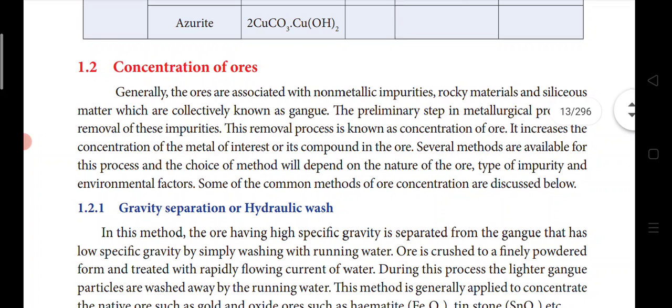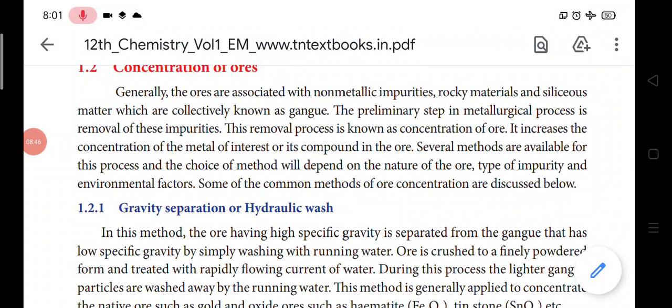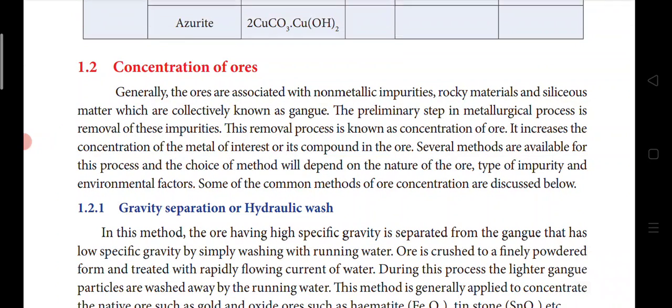First we are going to the concentration of ore. What is done in the concentration process? In concentration we remove all the non-metallic impurities and rocky materials: the rocky material, soil, siliceous matter, the sand. Everything collectively we call gangue. All this will be removed in the first step.